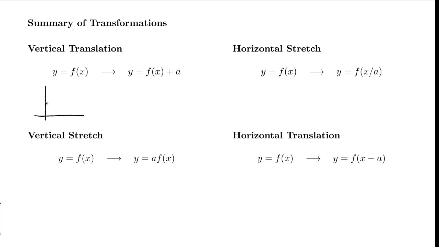Here's a summary of the transformations we've learned. To translate vertically, that is to shift a graph up by a units, we add a to the outside of the function. To stretch a function vertically by a factor of a, we multiply the function on the outside by a.